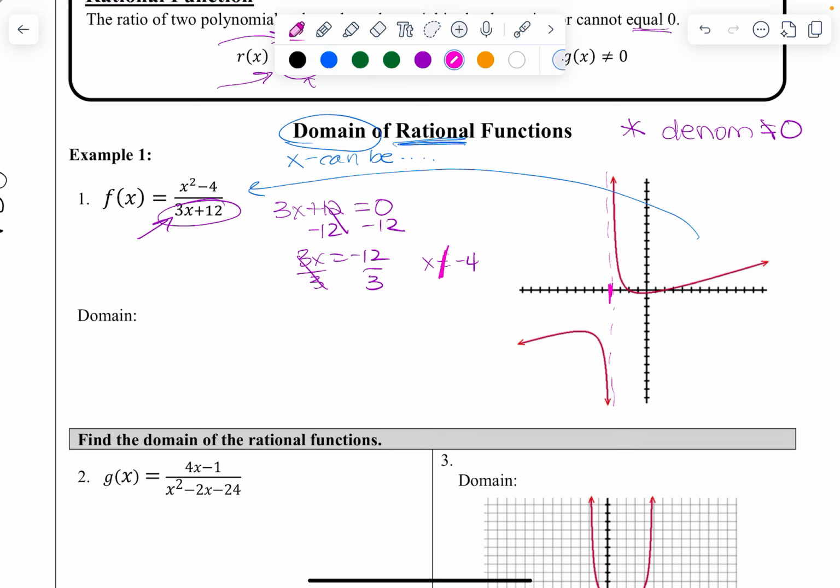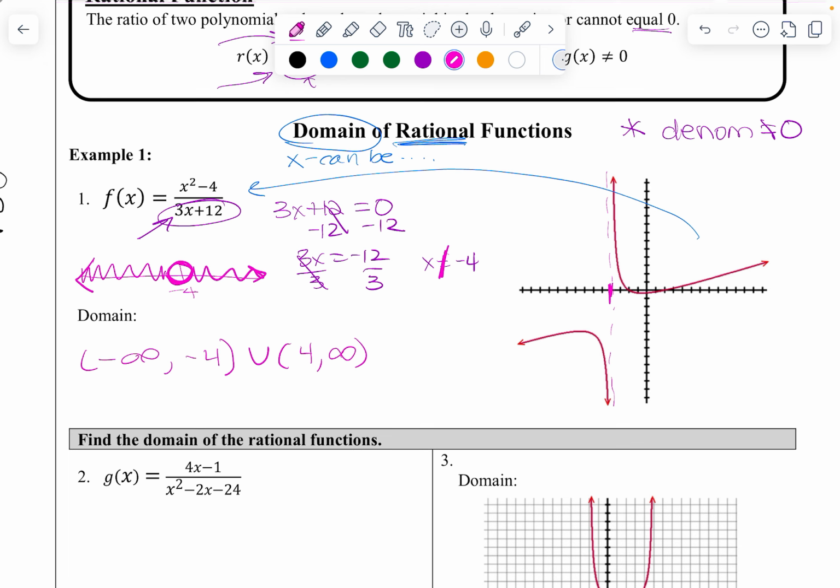So how do I show what x can be? Remember, if I was talking about x on a number line, and this was negative 4, x can be every other number except for negative 4. So how do we describe this? Well, we say it's from negative infinity up to negative 4, not including it, and then after negative 4, really close to negative 4, and then to infinity.